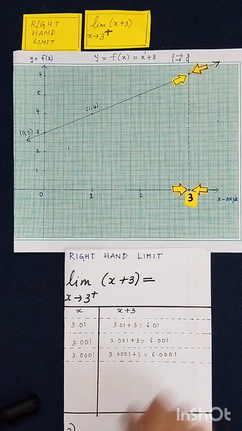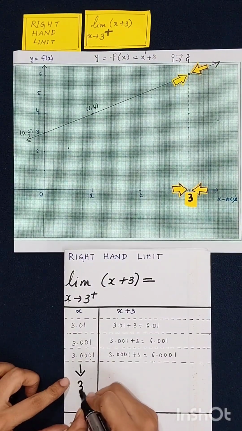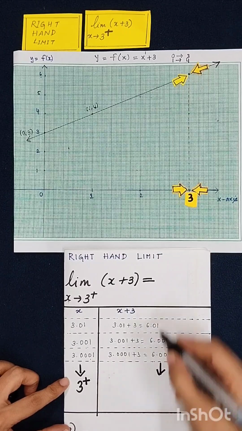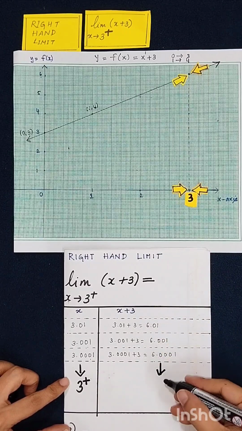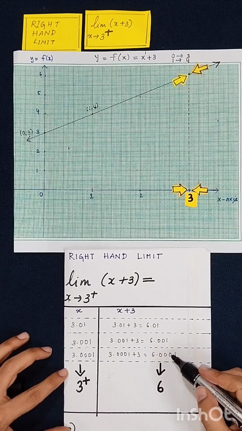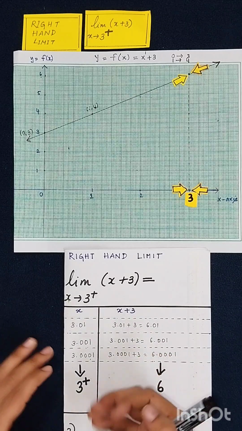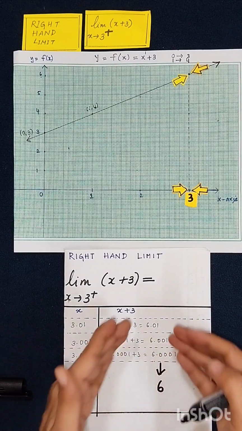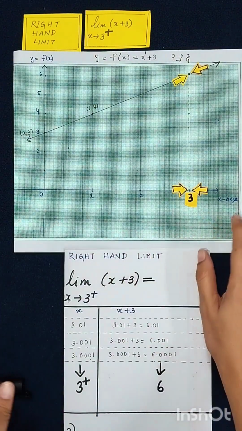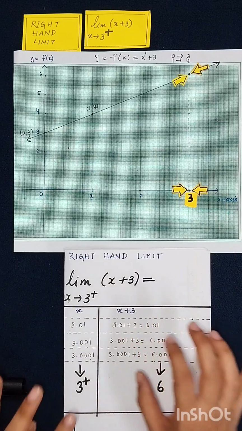So what do we observe? If we approach 3 from the right, what's happening to the outputs or the functional values? It is approaching 6, because this number is very close to 6 compared to 6.001. So if you keep on approaching 3, these values will also approach 6. The thing is, we will not find what is the value at 3. That is not the concept here.